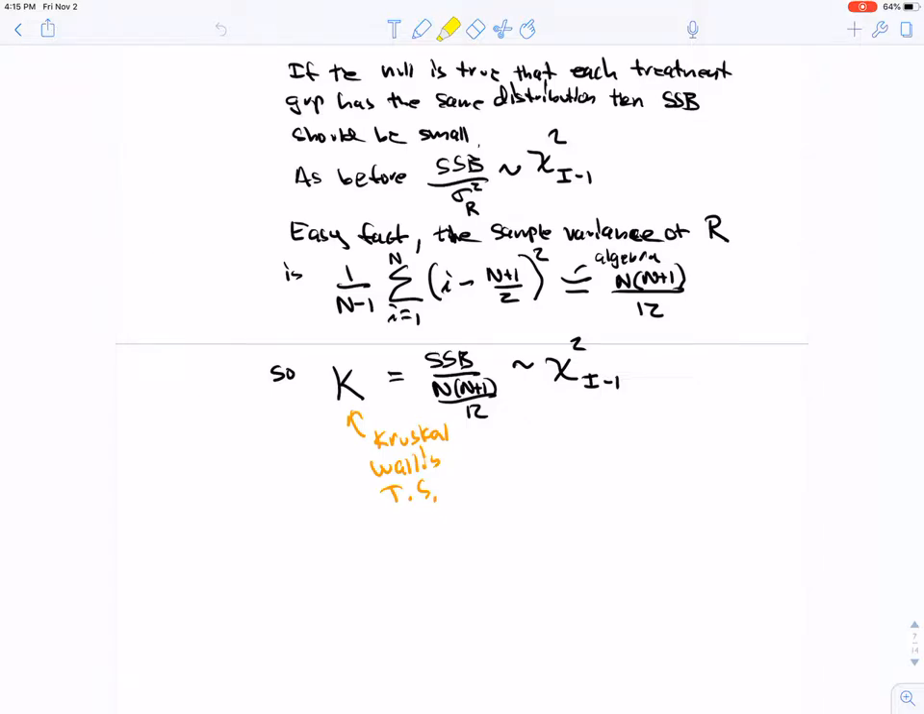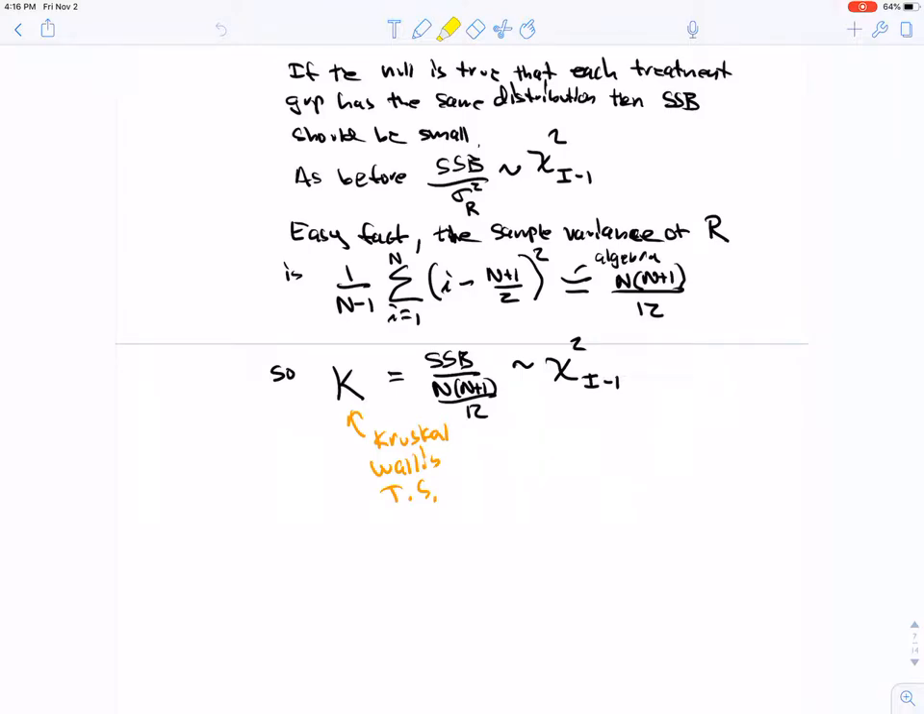The problem is that we don't know sigma squared, the population variance of the ranks. We don't know what that is, so we approximate it by the sample variance of the ranks, which is 1 over n minus 1 times the sum of (i minus (n plus 1) over 2) squared. So i here goes from 1 to n. That's all of the ranks that we have. And the average rank is n plus 1 over 2. So that is just the sample variance. And some algebra shows that it is n times (n plus 1) over 12.